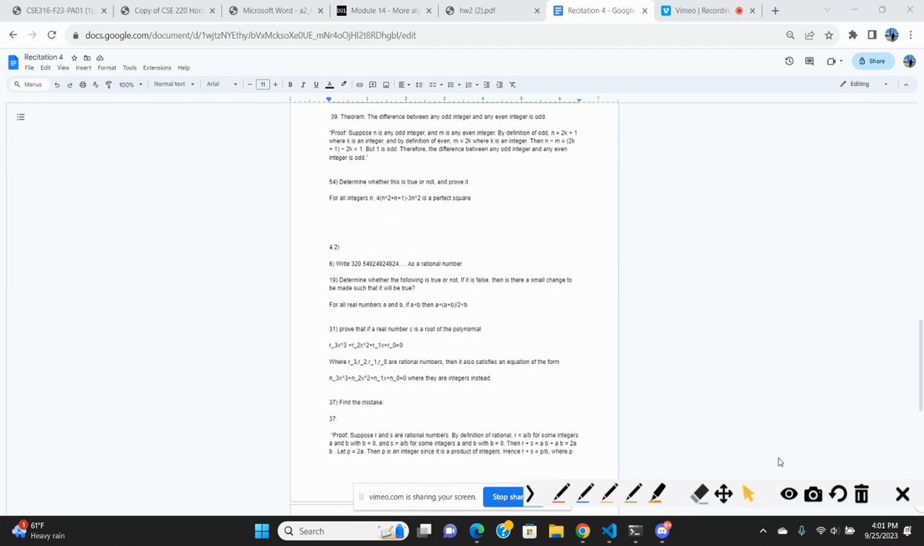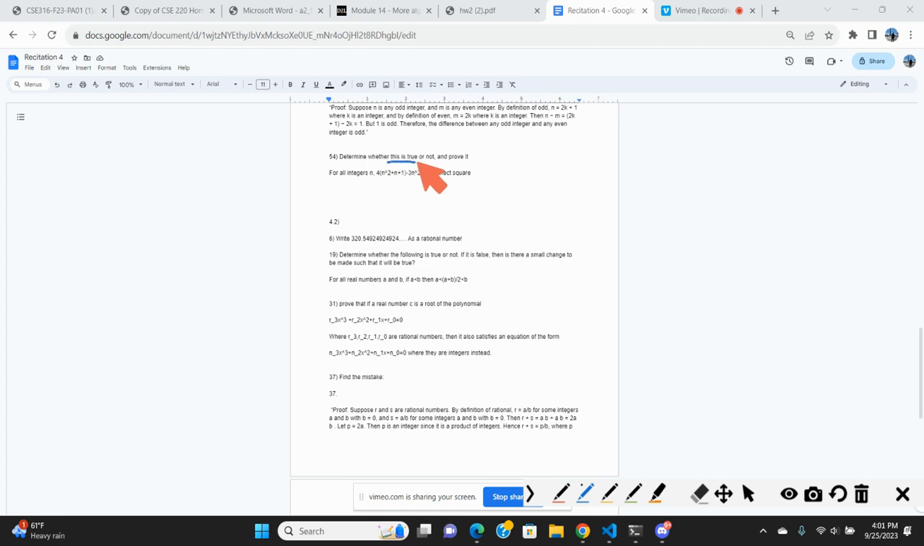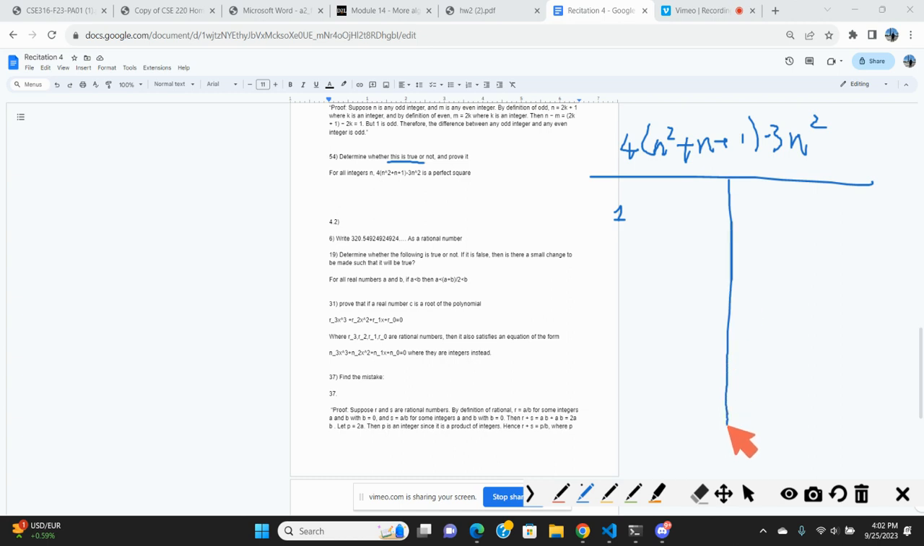So for problem number 54, we now have to determine whether the following is true or not. For all integers n, we have to determine whether or not 4 times n squared plus n plus 1 minus 3n squared is a perfect square or not. And this is not particularly apparent just by eyeballing it, because this is a polynomial with coefficients. So let's test out some values. Say if n is equal to 1, 4 times 3, 12 minus 3, which gives 9. And that is a perfect square.